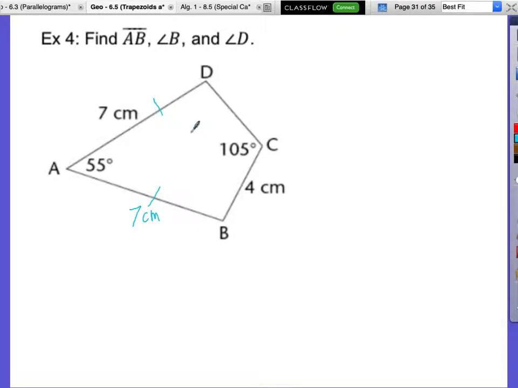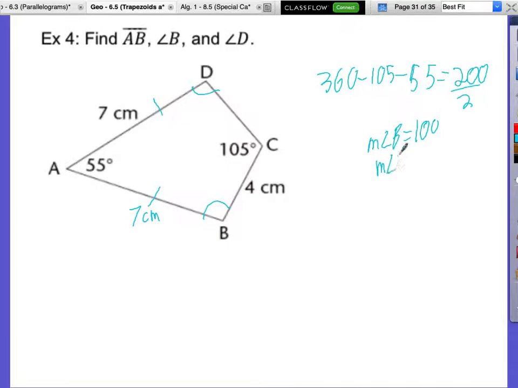What do we know about the measure of angle B and the measure of angle D? They're going to be congruent, right? How could we find them? 360 minus 105 minus 55. That'd be 200. Okay. How do you know 360, by the way? Because a quadrilateral equals 360. Very good. It's still a quadrilateral, so it still equals 360. And then how do we get each of those? Divide by 2. And so the measure of angle B is 100 degrees, and the measure of angle D is also 100 degrees. Questions on those?